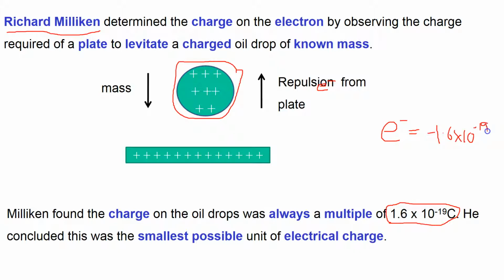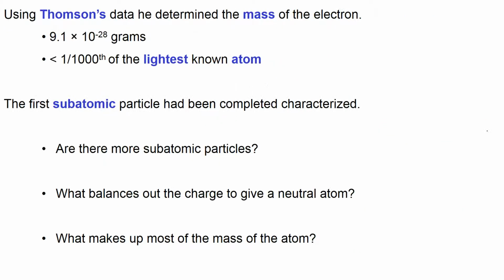As he had the mass to charge ratio from Thomson's experiments, he was able to go ahead and calculate the mass of the electron as well. So using Thomson's data, Millikan figured out the mass of the electron. And the mass of the electron is tiny. It's 9.1 x 10^-28 grams. And this was less than 1/1000th of the lightest known atom, which is hydrogen.